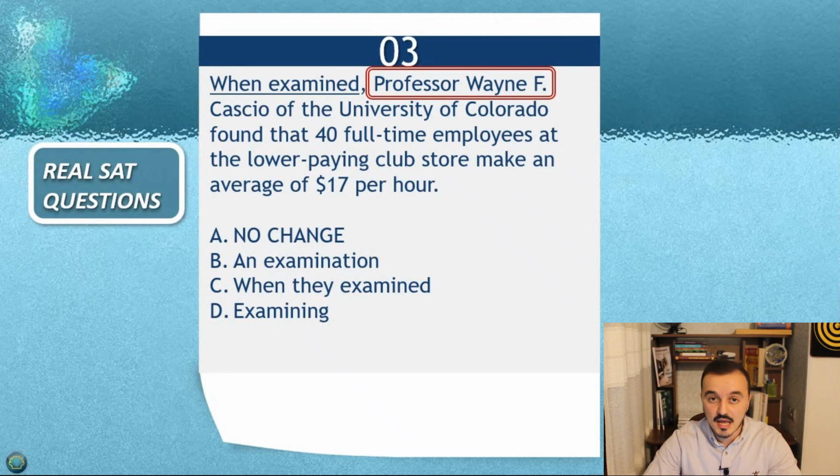When you say "when examined," it means he was being examined by somebody. Here again, he wasn't being examined, he was examining. That's why A is out. When you say examination, it means Professor Wayne was examination, which is obviously wrong. That's why it's out. When they examined, again, nobody examined Professor Wayne. He was examining something and he found something. That's why the answer is examining. Next one.